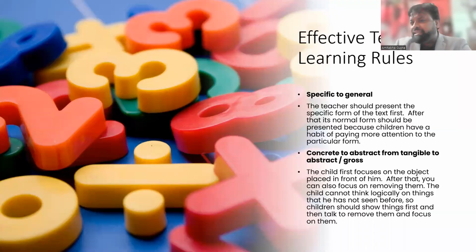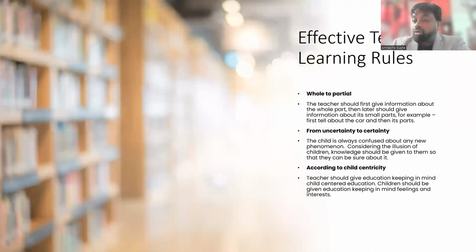Specific to general. The students first understand the specific things which they can see, which are tangible in nature, so show them first, talk about that, then go to the general discussion. Same concept like concrete to abstract, or tangible to abstract. Whole to partial. First talk about the whole thing, then talk about the components of the whole thing. Like first talk about the car, then talk about the components of the car.